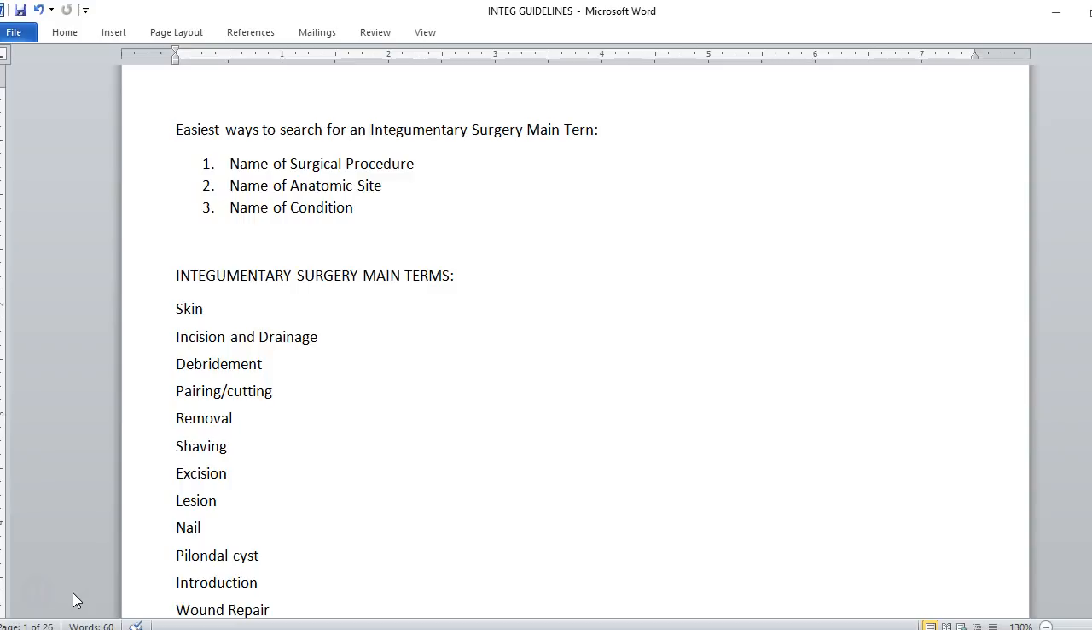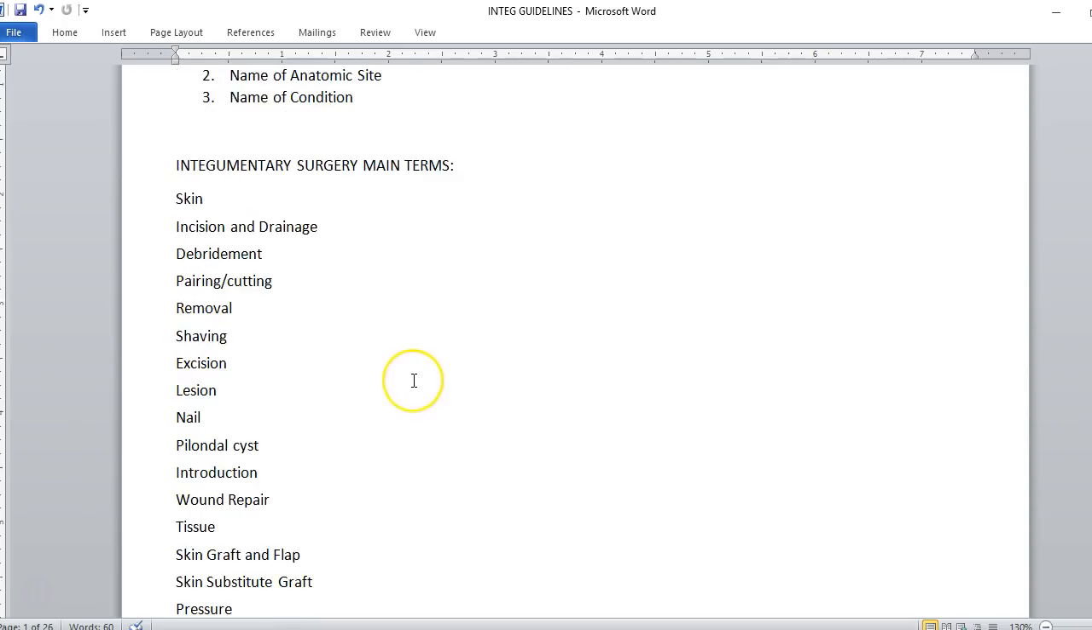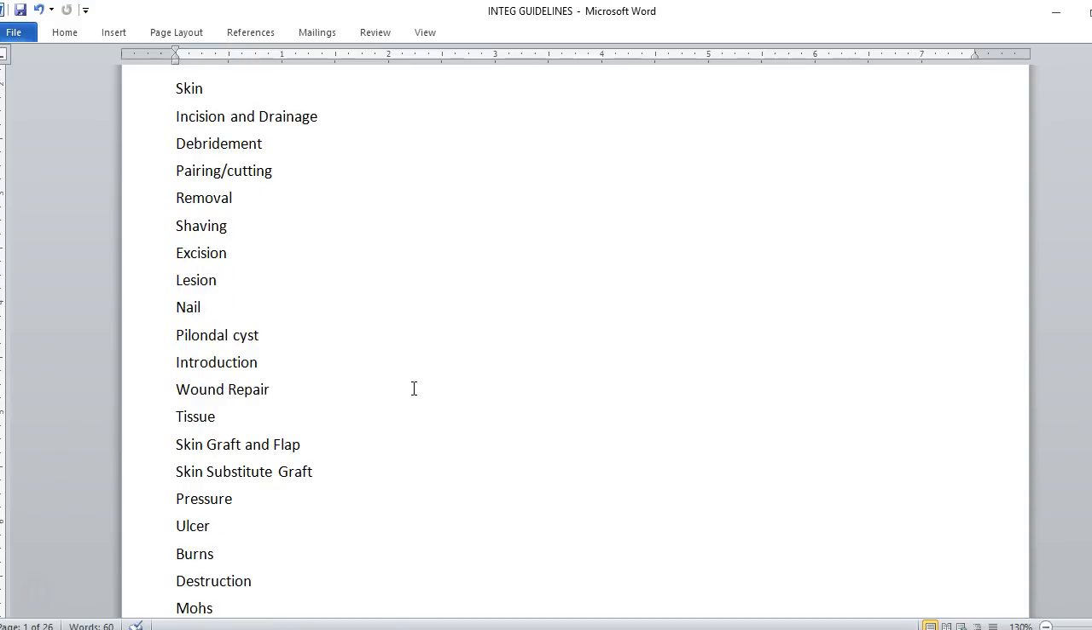For each and every section of surgery, there are different ways that we can look for different types of procedures. But there's three main terms, okay? Name of the surgical procedure, like mastectomy or rhytidectomy. Name of the anatomic site, in this case stuff like skin or nails. Or the name of the condition, like a pilonidal cyst or a debridement. So again, we always want to keep this in mind. So these are different integumentary surgery main terms that we're going to see as we go through.